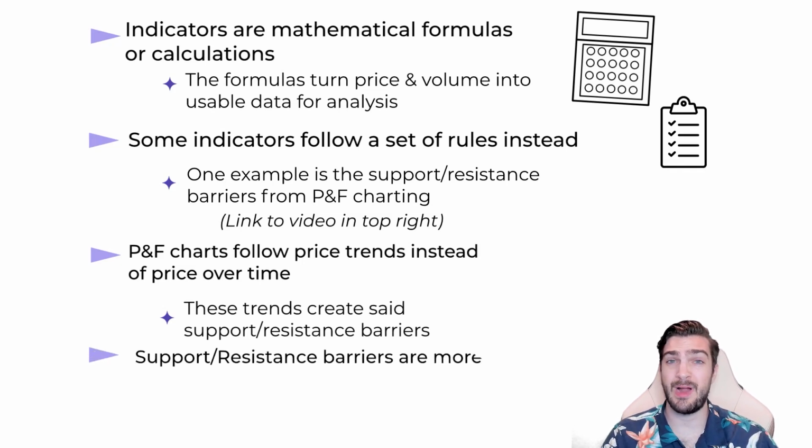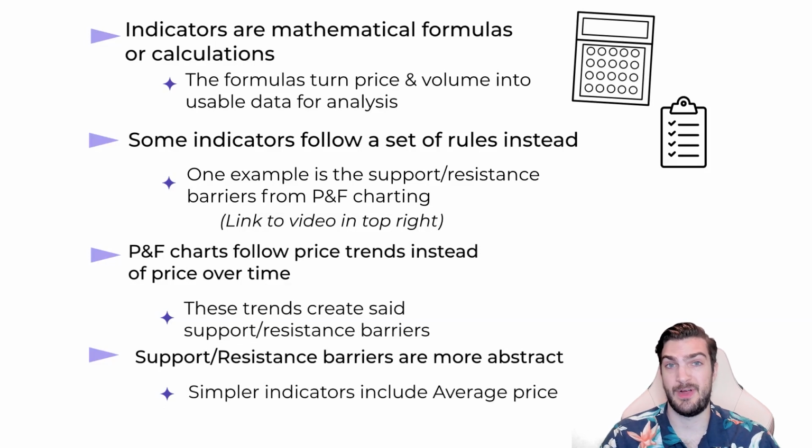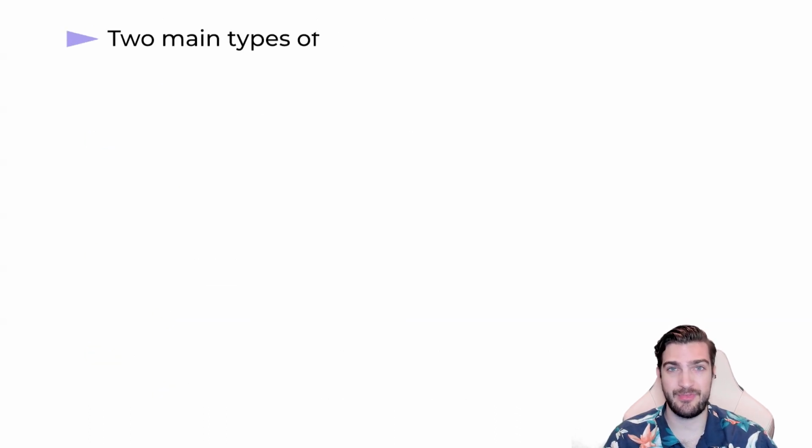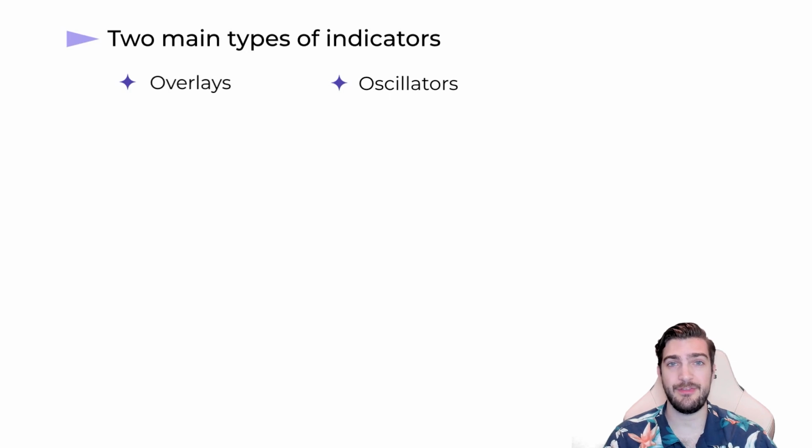While this is a more out there example, other types of technical indicators can be as simple as: take a bunch of prices over time, find the average of the prices over time, and we're done. When it comes to different types of technical indicators, we can group these indicators into two main categories: overlays and oscillators. Let's start off with overlays and talk a little bit more about that category.